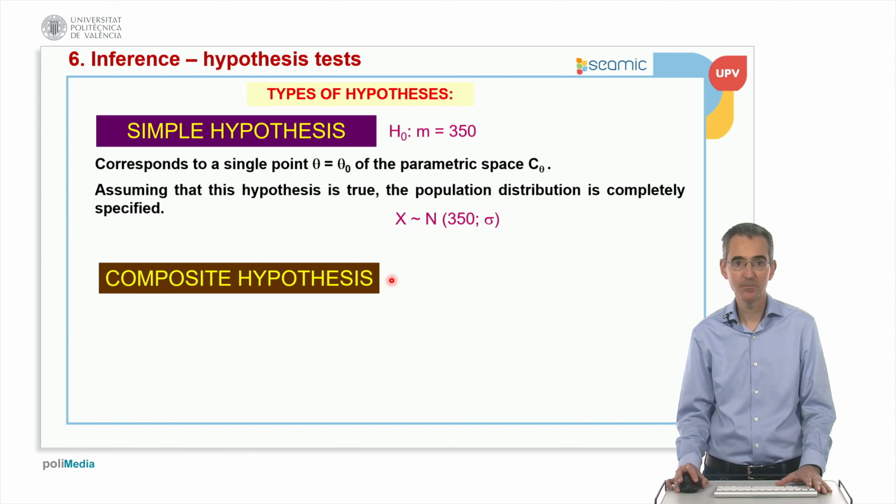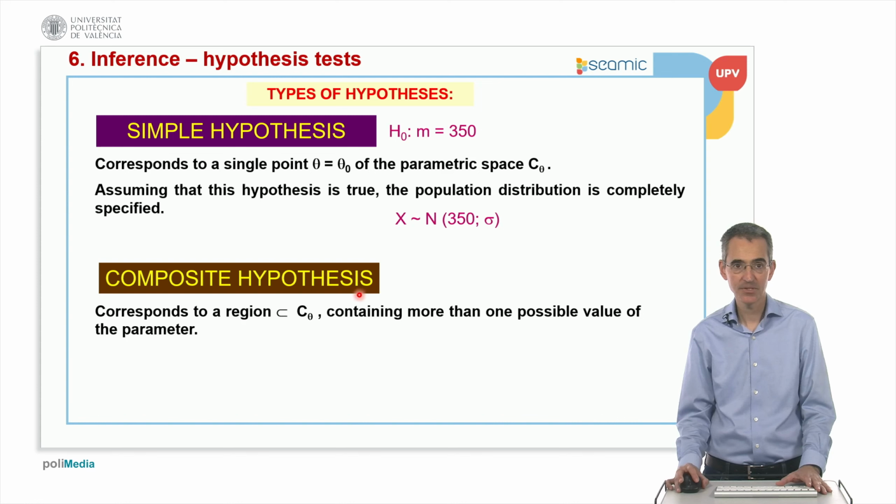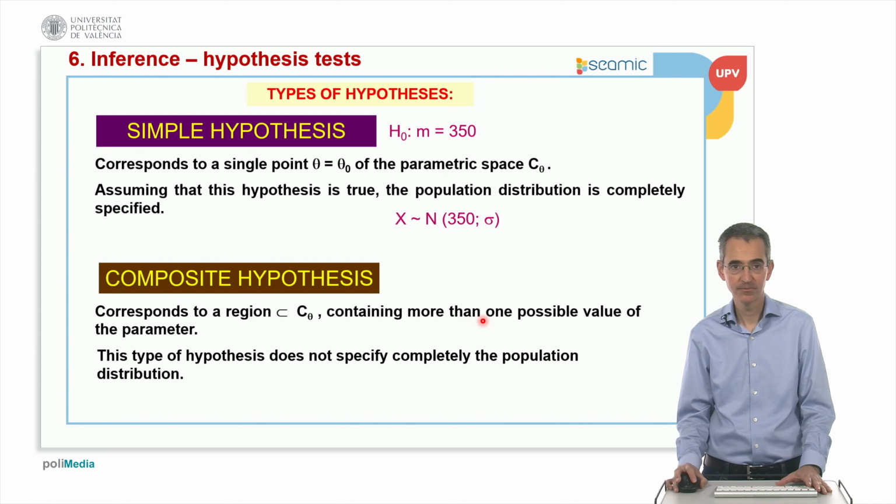But then we can have composite hypothesis. Composite hypothesis corresponds to a region, not to a particular value, but to a region containing more than one possible value. This type of hypothesis does not specify completely the population distribution. For example, that the population mean is lower or equal to 350. Here in the first example it is exactly equal, but here in the second example it is lower or equal. So in this case, it's a bit more complex, but in practice, not too much. And then obviously the alternative would be to be higher than.